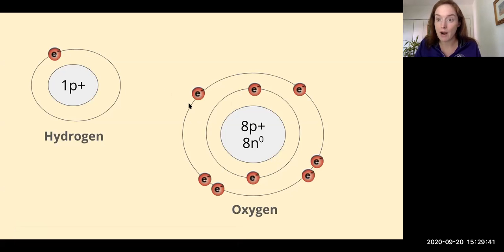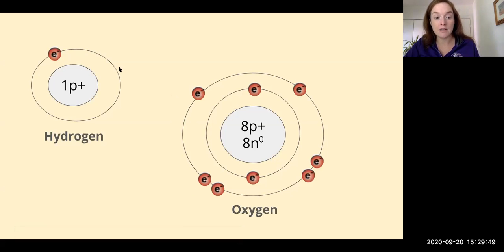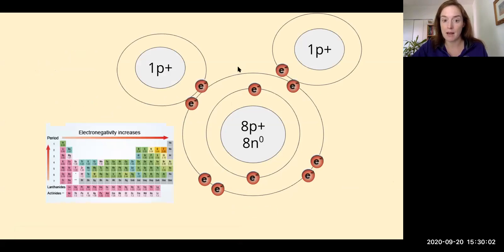And it's going to require how many hydrogens to fill the second energy level? Hopefully you said 2, because each hydrogen can only give 1 electron, so you're going to need 2. Okay, so it's not a full transfer of electrons like we saw in ionic bonding. This is what's called covalent bonding. And in this case, the atoms are sharing electrons.